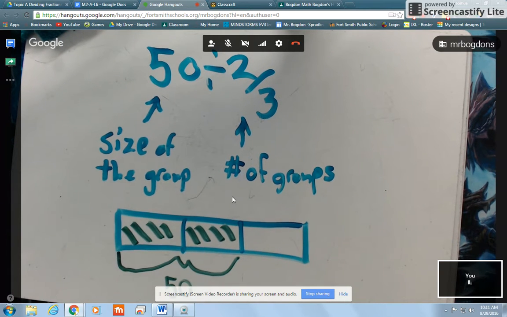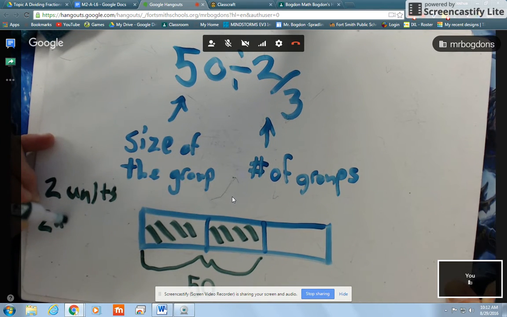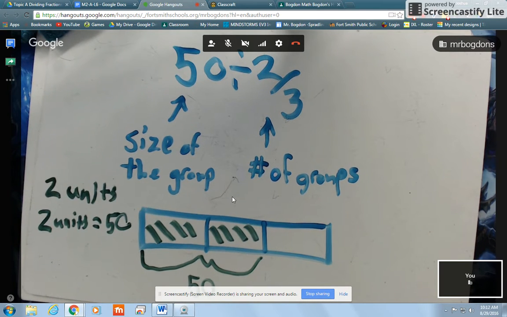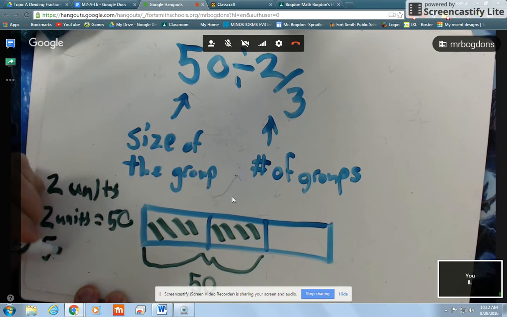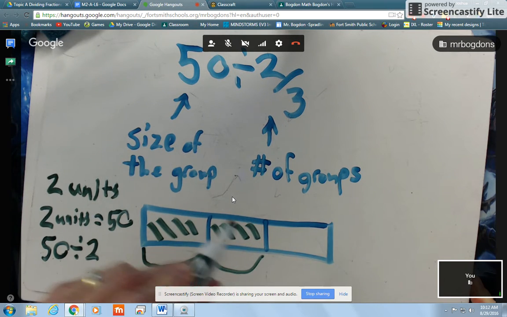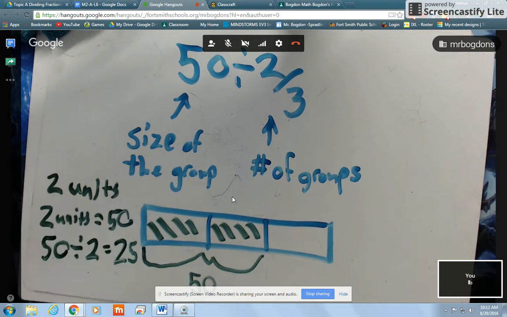So how big will one of those units represent? If I have 2 units, and I know that those 2 units equal 50, so I have 50 divided by 2. Yeah, that's right. So I count 1, 2. So I need to take however much the total is, and I divide it by my number of pieces. So 50 divided by 2 is 25.